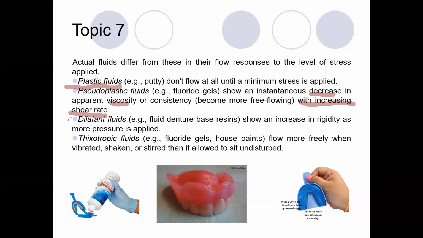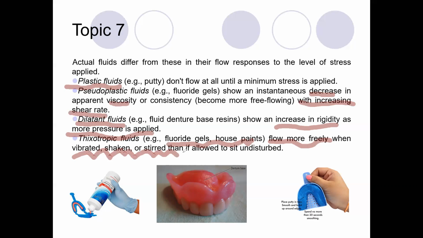Next one, dilatant fluids, the opposite way: they increase viscosity when we increase the force. And the last one, thixotropic fluids, another fluid like a gel. They decrease the viscosity and flow more freely when we shake it, vibrate it, etc.